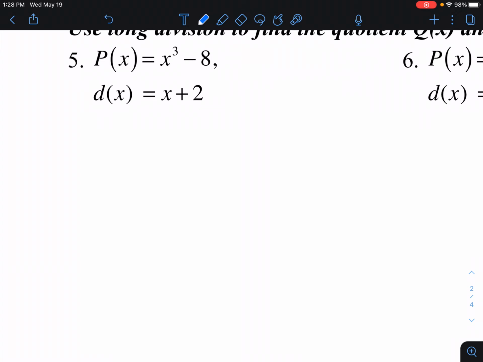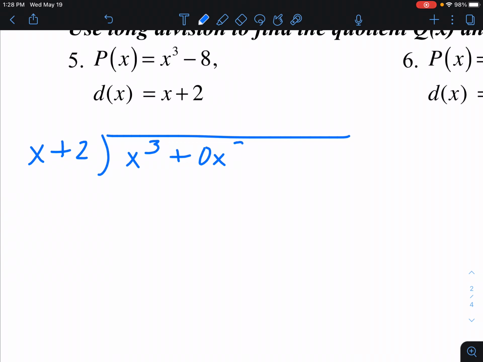Now number 5 is going to have a little bit of a trickiness here. I'm going to show you how to set this up first, then I'll explain. Notice the x cubed minus 8 is missing in between the first term, or after the first term x cubed. It's missing an x squared and it's missing an x. When it's missing anything after the first term, you got to throw zeros in with those x's. And now we can go ahead and proceed with our usual steps.